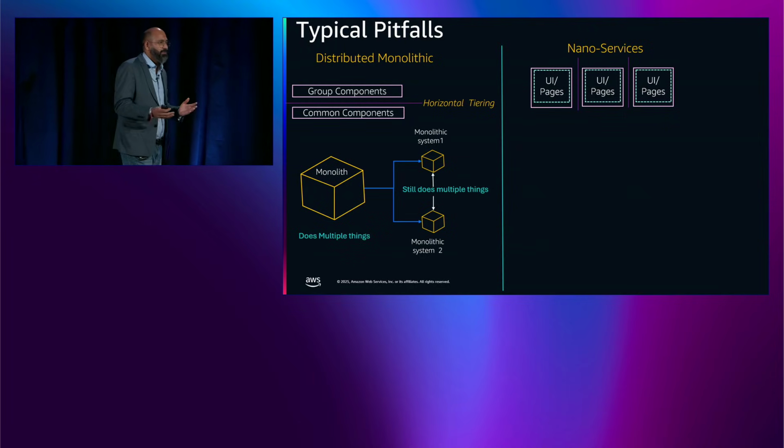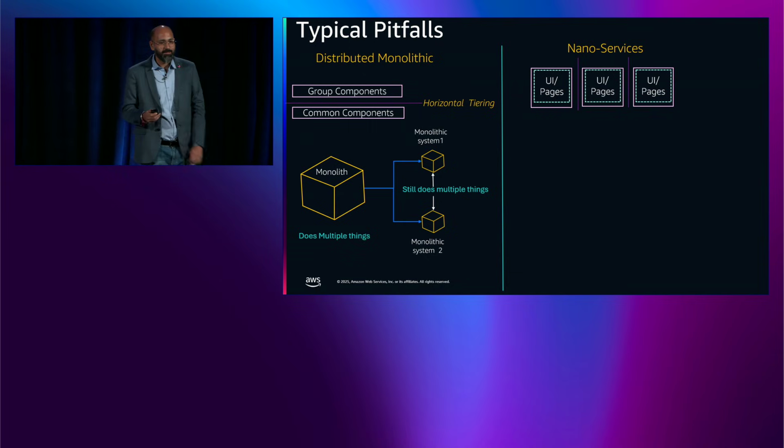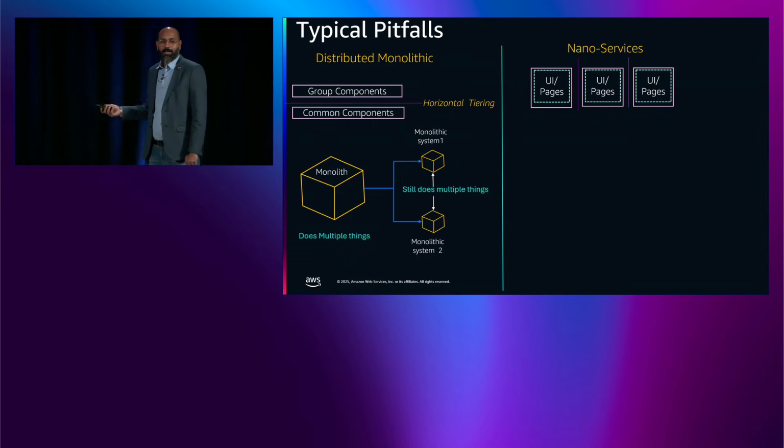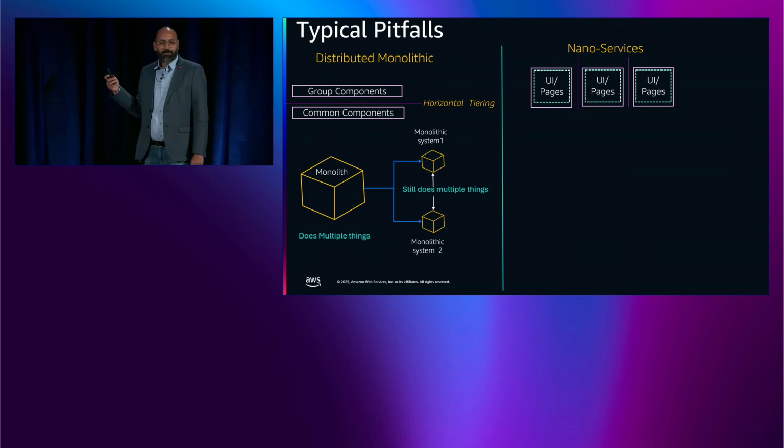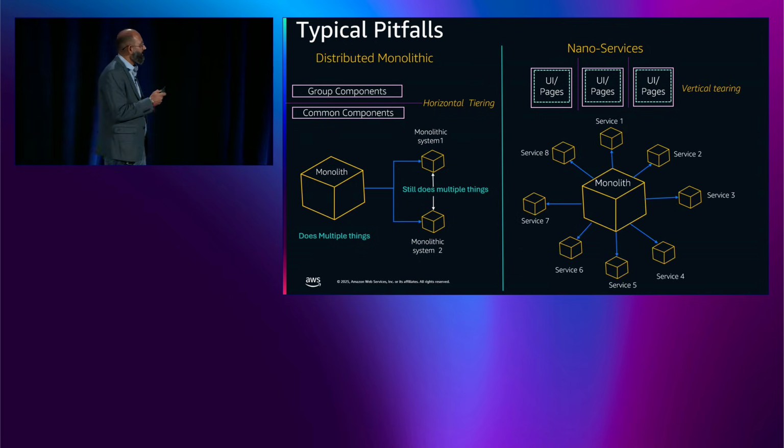Now imagine the situation if your monolithic application comprises hundreds of UI pages. What could eventually end up happening is that you have that many nanoservices in your environment, right?